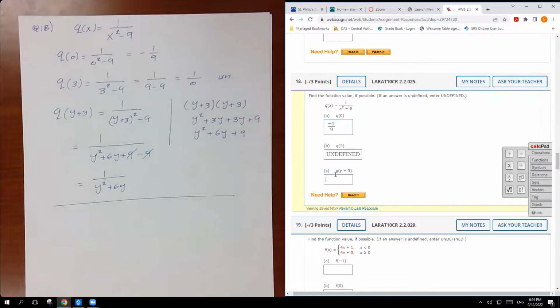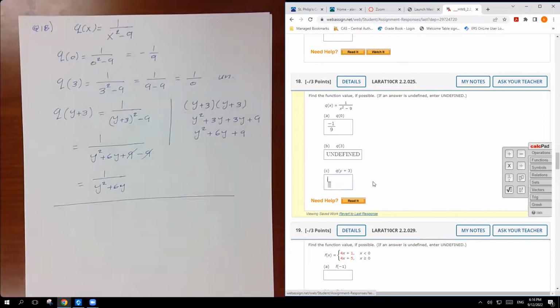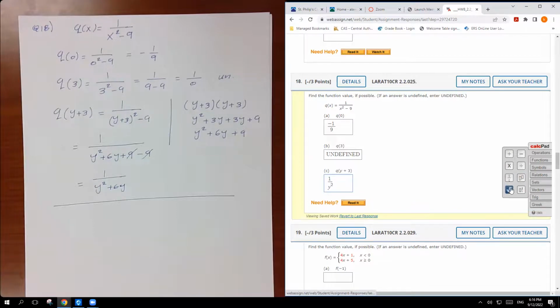So you can type here. It's going to be a fraction, 1 over y squared plus 6y. That's it for this question.